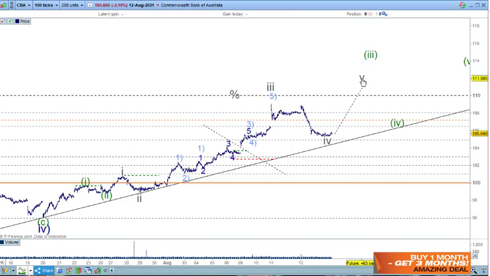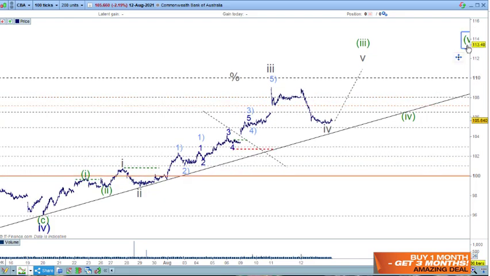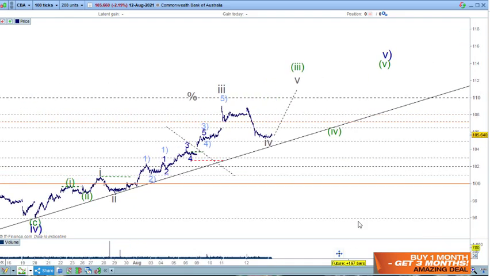And so we're looking for wave 5 of 3. And then wave 4. So we'll just pop over here. That will probably break the trend line. And then wave 5 to the upside. So we're not finished yet, okay?